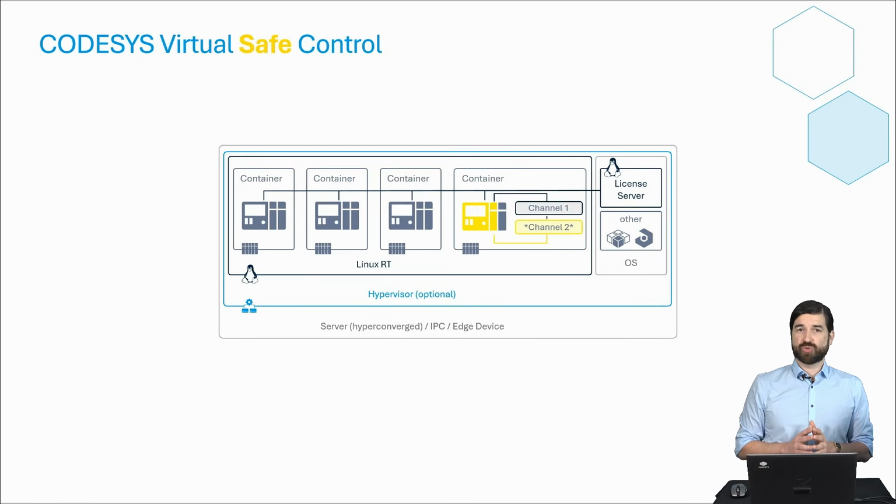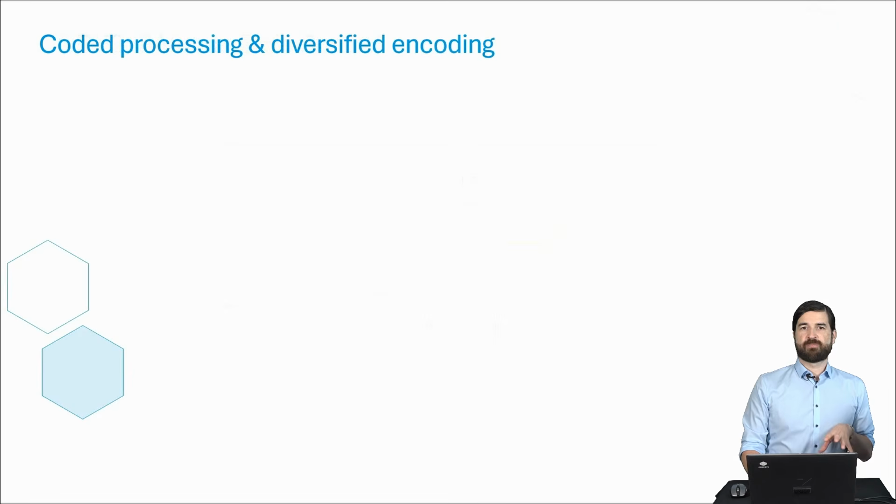If anything goes wrong, CPU error or memory corruption, any kind of transient fault, the two channels will produce different results and the system detects the error. And this is the principle of coded processing with diversified encoding, which I'll explain in more detail on the next slide. Here's a simplified illustration of how coded processing works.